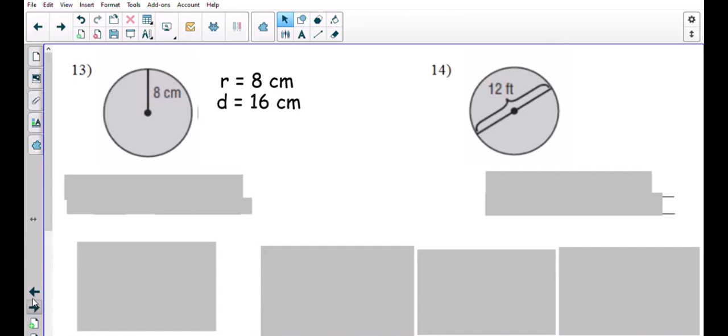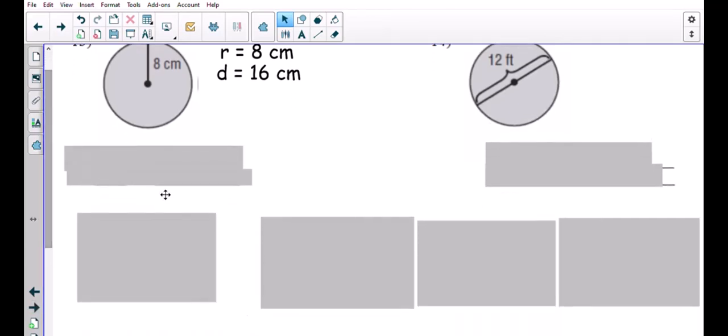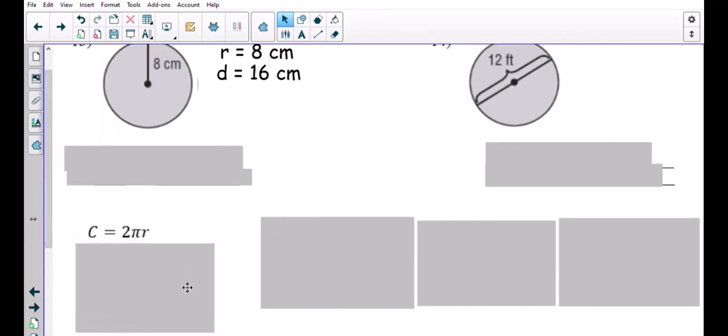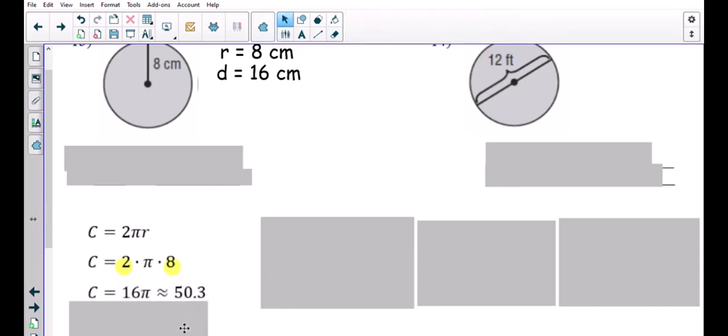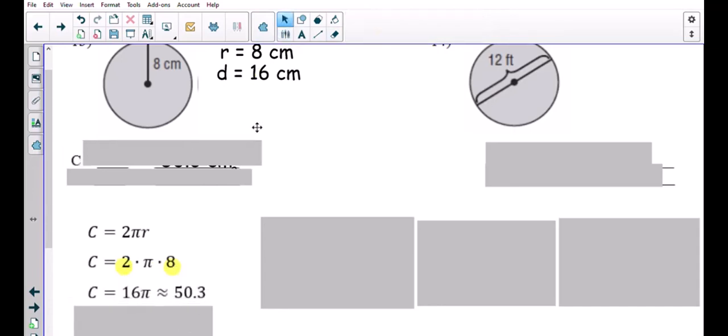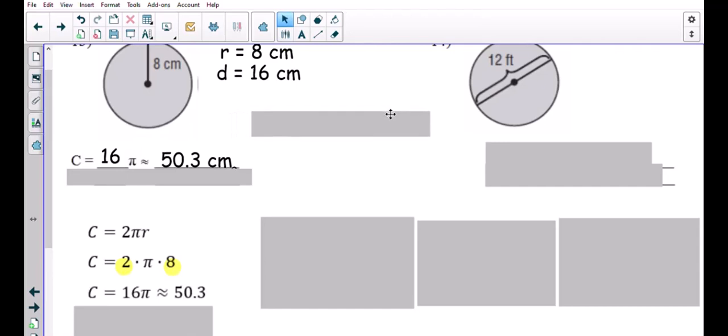So number 13, we're given a radius of 8 centimeters. That means the diameter is 16. Do I really need the diameter for either formula? No, but it's good to practice it. Circumference is 2 pi r, replace r with 8. So we're going to do 2 times pi times 8. Take 2 times 8 to get a circumference of 16 pi, which is about 50.3. Again, we'll put a label of centimeters there since it represents a perimeter.